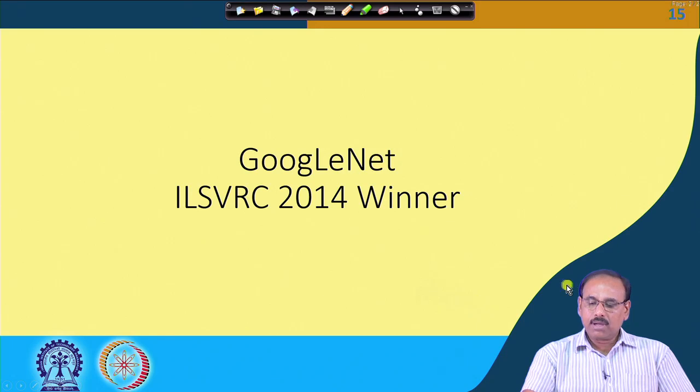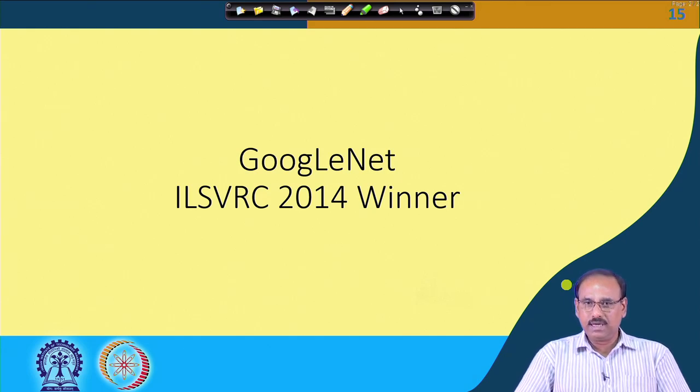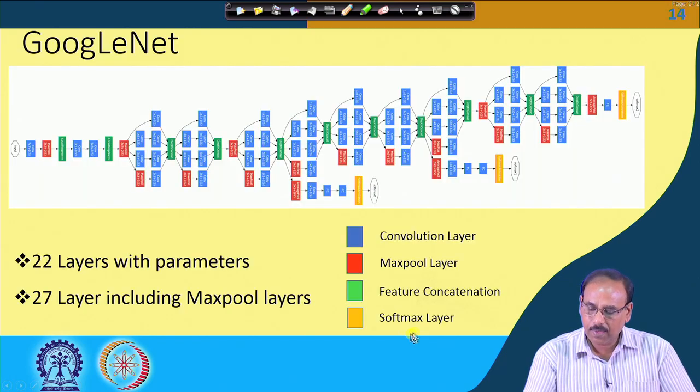So, firstly let us talk about GoogleNet. In one of our previous lectures, we have talked about VGGNet, particularly VGG16, and we have said that VGG16 was the first runner up in the visual recognition challenge 2014. And GoogleNet was actually the winner of ILSVRC, that is the ImageNet Large Scale Visual Recognition Challenge 2014. So, let us see what this GoogleNet is.